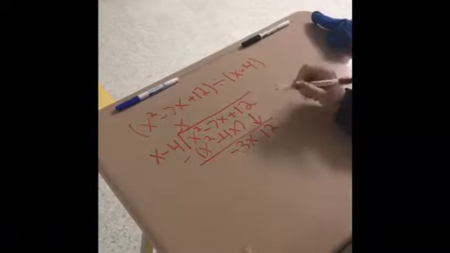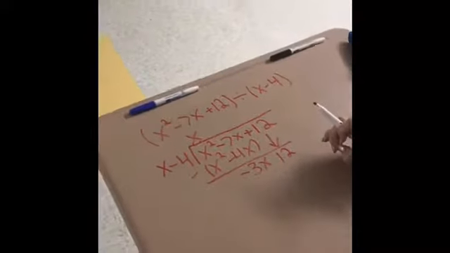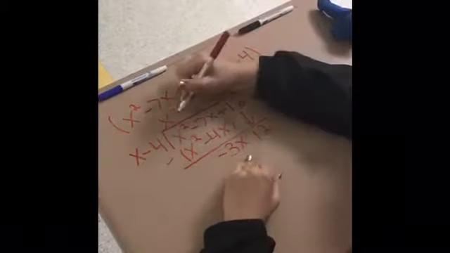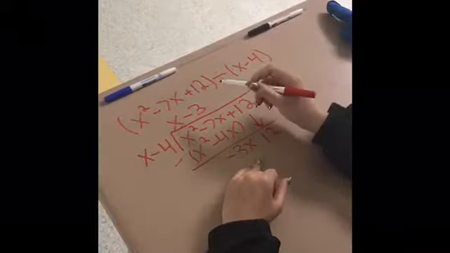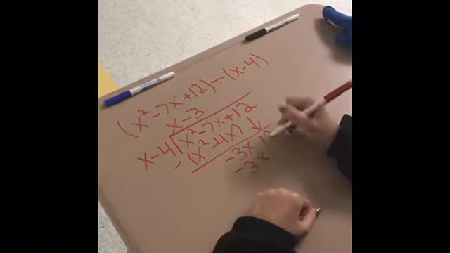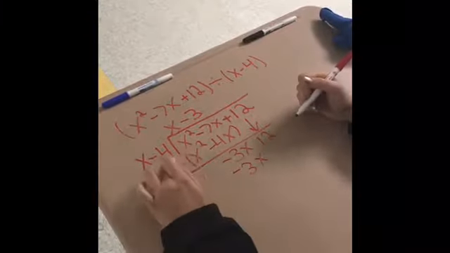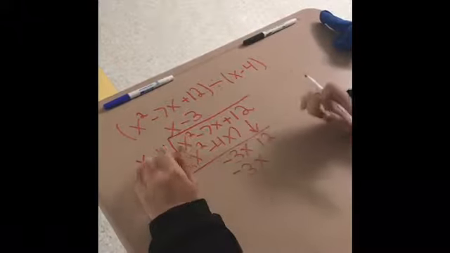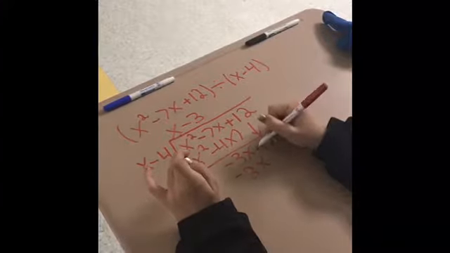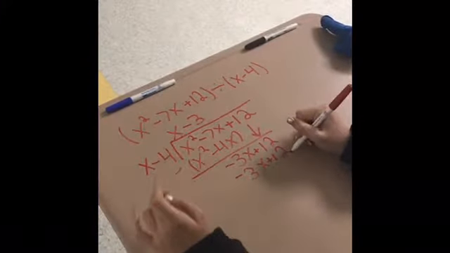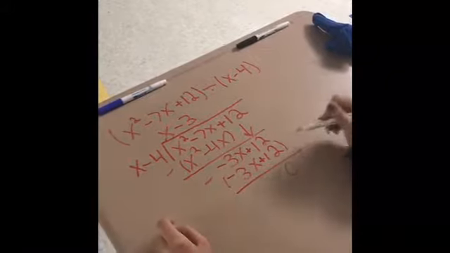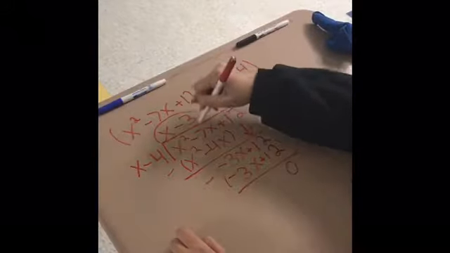So then you do the same thing again. How many times does this term go into this term? So you're going to get negative 3. And when you times those out, you get the same number. So negative 3x. And then you're going to take this term and times it by this term again. So negative 4 times negative 3, you're going to get plus 12, and then you subtract these out to get 0. So your final answer is x minus 3.